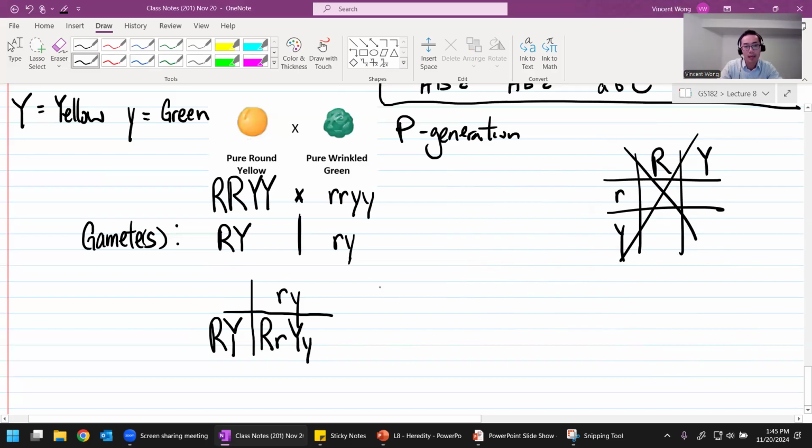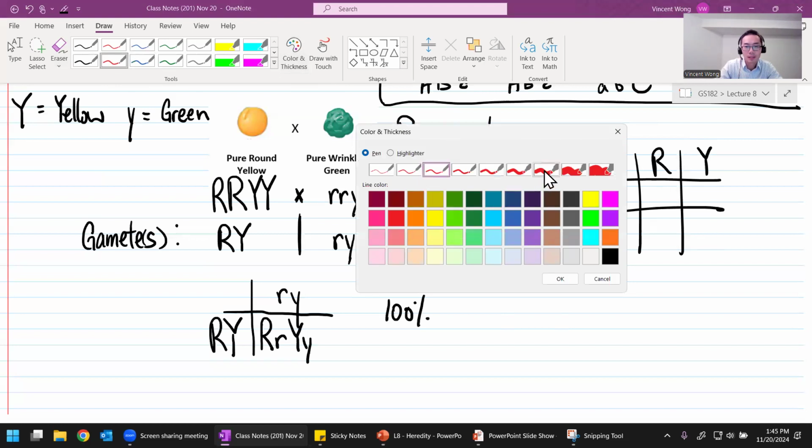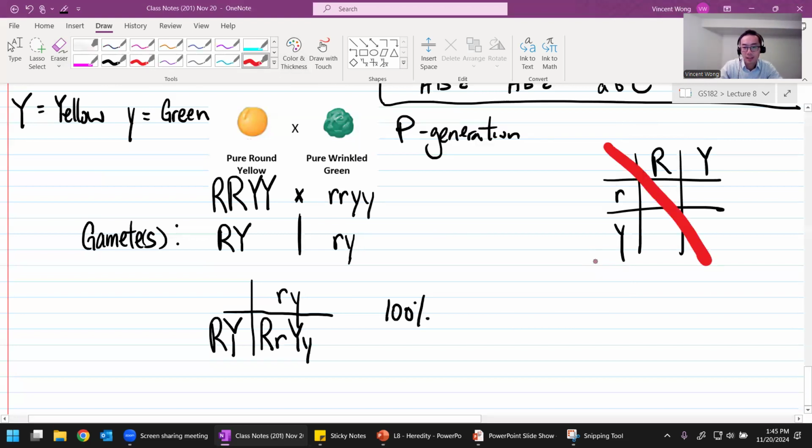Which means, so can you cross it in red, please? Oh, sure, sure. Yeah, you like that better? So it will be 100% big R, small r, big Y, small y. This is the F1 generation.